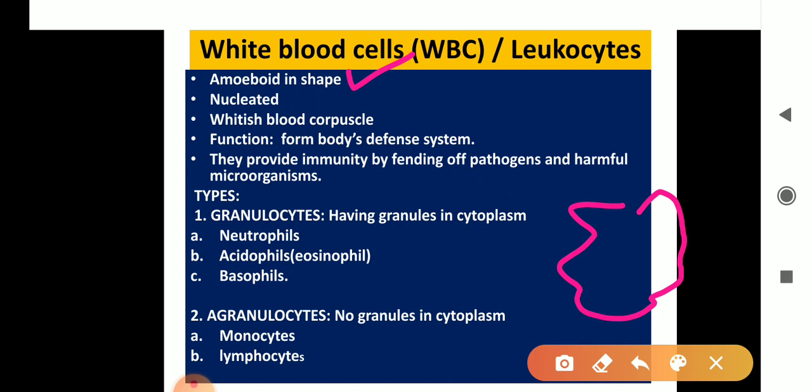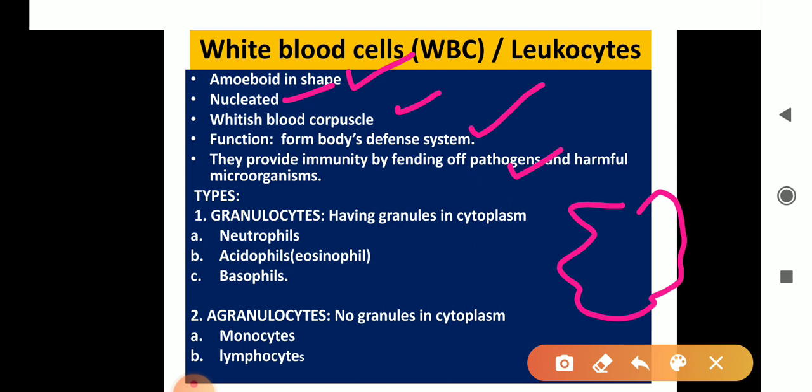The next is they are nucleated. The RBC was the cell which did not have a nucleus, but WBCs are nucleated whitish blood corpuscles. Then what is the function? They form the defense system of the body. They provide immunity by fending off pathogens and harmful microorganisms.